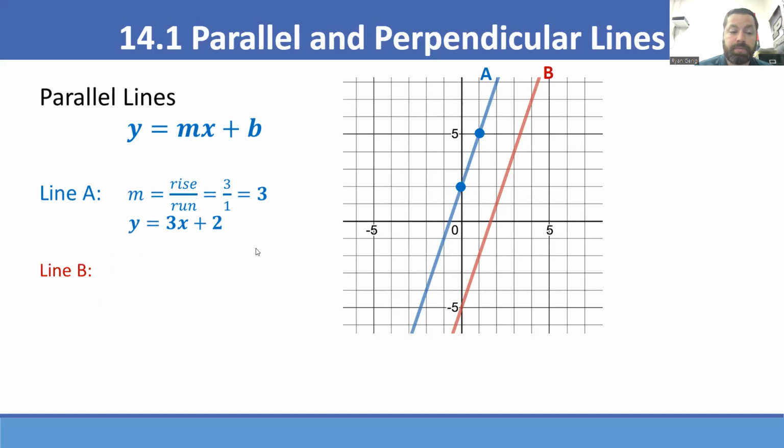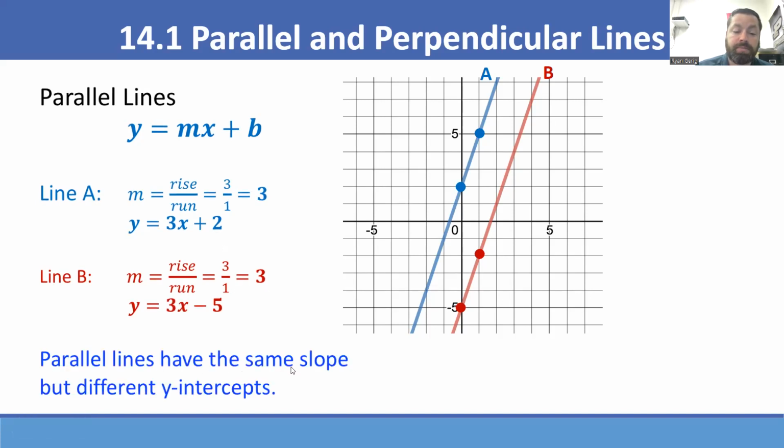Now let's take a look at the red line B. Slope is, find a good point, up 3 over 1. So that would be the slope of 3. Then we can write the equation y equals 3x. And where does it cross the y-axis? At negative 5. So now let's look at their two equations. You should see some similarities and also some differences. Hopefully you see that the parallel lines have the same slope, but they have different y-intercepts. And that's true for every parallel line.